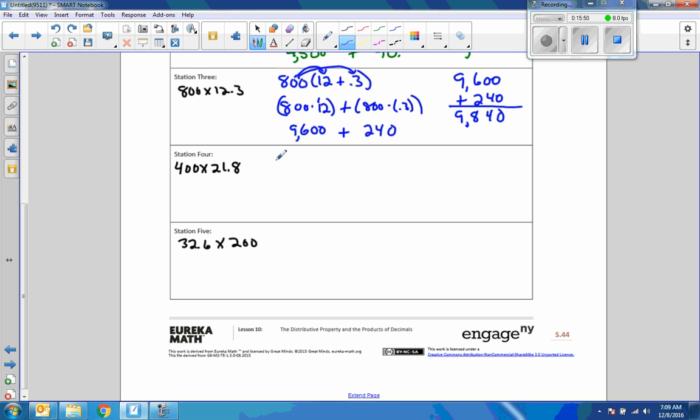Okay. Station 4. You had 400. You're going to multiply it by 21.8. So the first thing I do is take 21 plus 0.8, split up the whole portion and the decimal, distribute, get 400 times 21 plus 400 times 0.8. Okay? Distribute, and then we multiply. 4 times 1, 4. 4 times 2, 8. 2 zeros, 1, 2. 8,400.